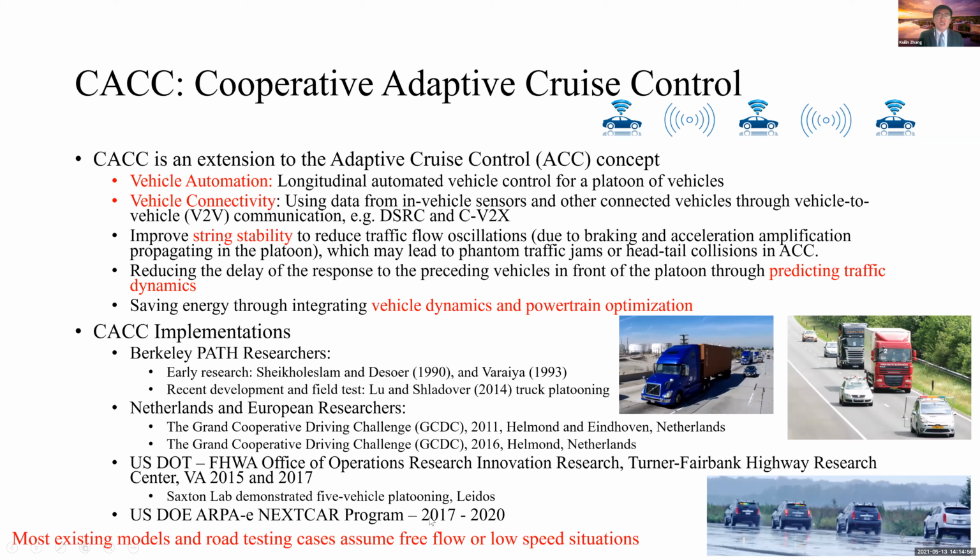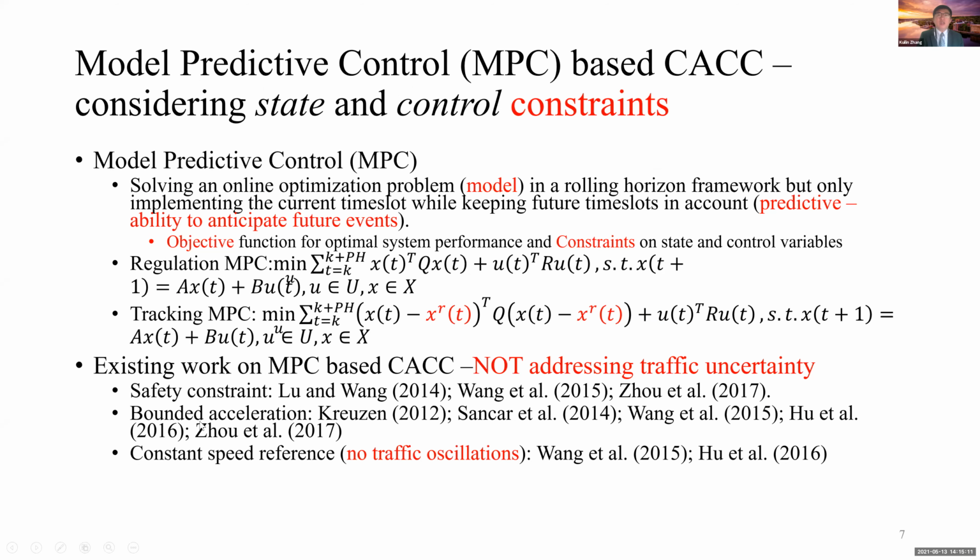We look at this research: most existing mathematical models and auto testing assume either free flow or low speed situations, and do not look at traffic uncertainty when testing the concept. So we try to address these issues and consider how to mathematically formulate this model.